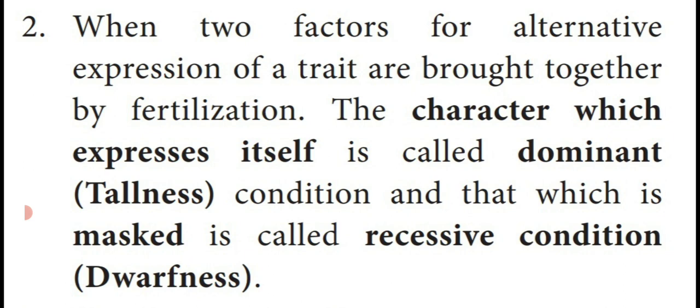When the two factors expressing the alternative character are brought together by fertilization process, dear students, the character which expresses itself, that means is expressing their own character, is known as dominant, that is tallness. The another one, the character which is masked, that means suppressed, is called a recessive condition, that is dwarfness.